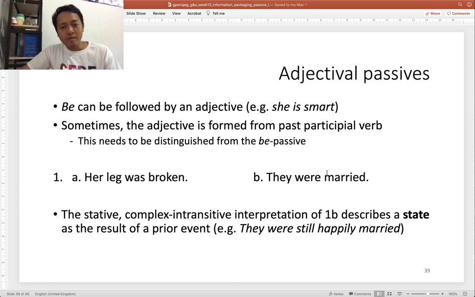But if you want to have the adjectival complex intransitive interpretation, this sentence in 1B describes a state which is a result of a prior event of wedding. So that's why you can say something like, they were still happily married. This introduces the adjectival passive interpretation.